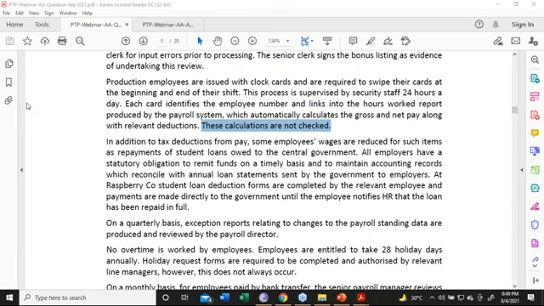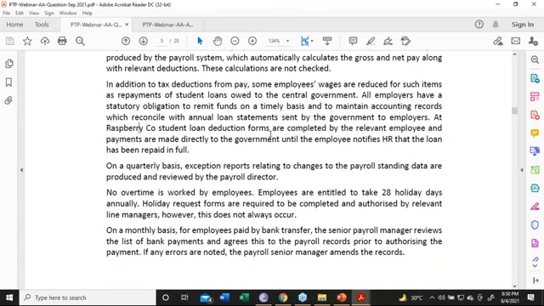Okay, in addition to tax deduction from pay, some employees' wages are reduced for such items as repayment of student loans owed to the central government. All employers have a statutory obligation to remit funds on a timely basis and to maintain accounting records which reconcile with annual loan statements sent by the government to employers. At Raspberry Company, student loan deduction forms are completed by the relevant employee and payments are made directly to the government until the employee notifies HR that the loan has been repaid in full.